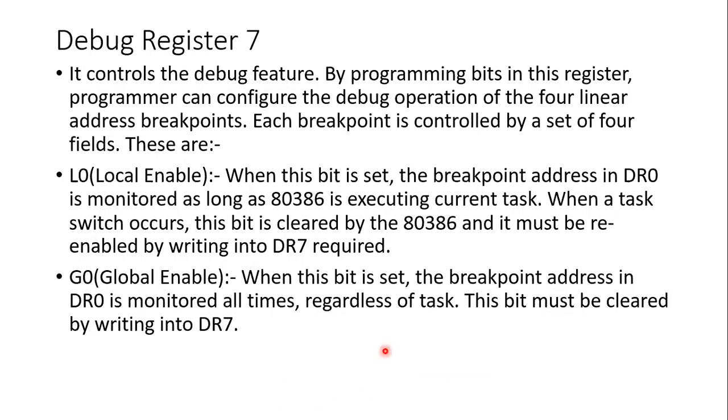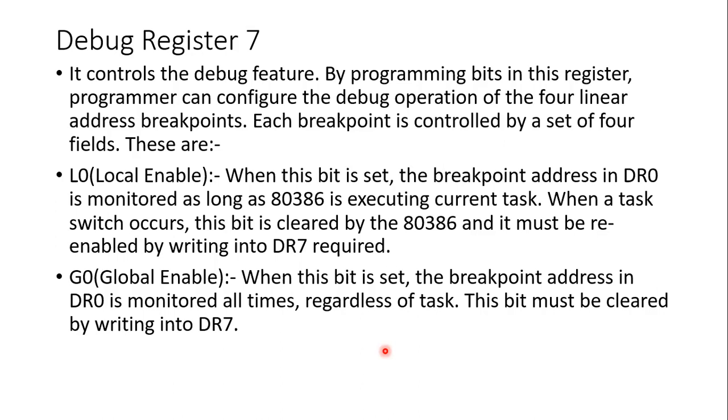Then we'll come to the next debug register, that is the DR7. It controls the debug features. Whatever the debugging features are, they are controlled by your DR7. By programming bits in this register, the programmer can configure the debug operation of the 4 linear address breakpoints. Whatever breakpoints you are applying in your program, who is handling these breakpoints? DR7. These breakpoints will be handled depending on the conditions of the various bits that are set in your DR7.